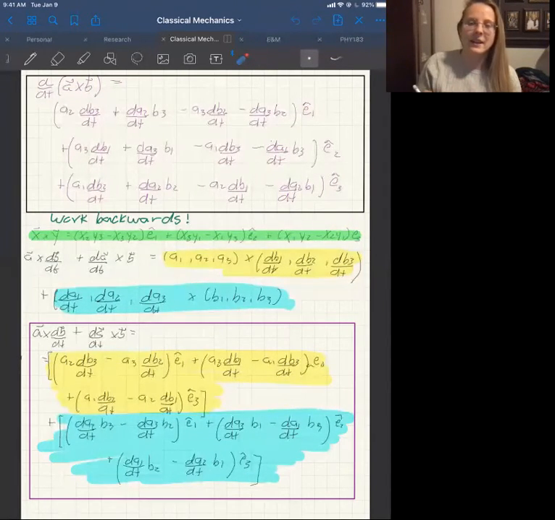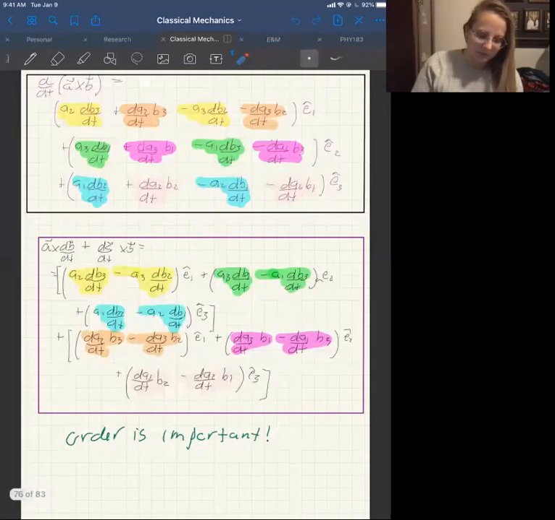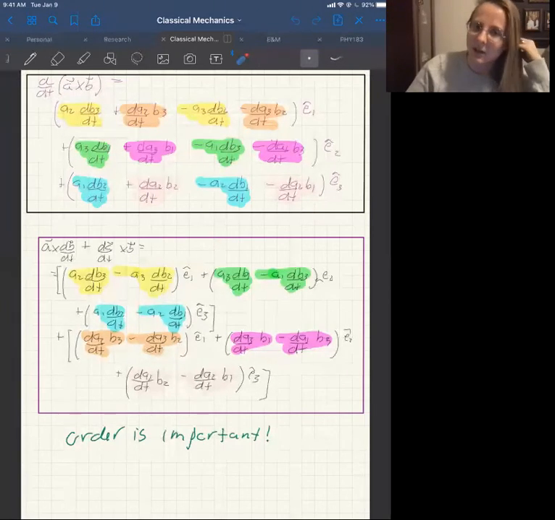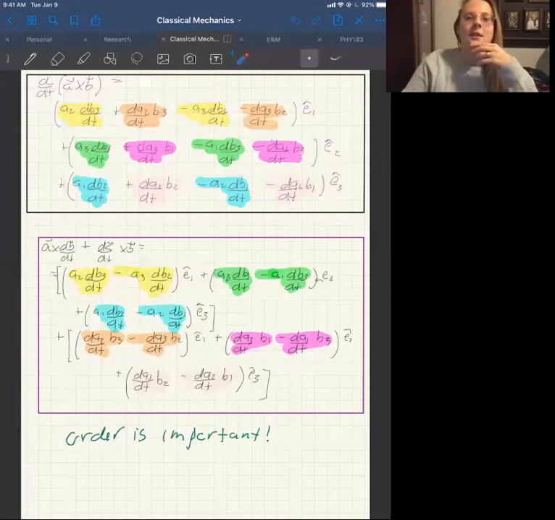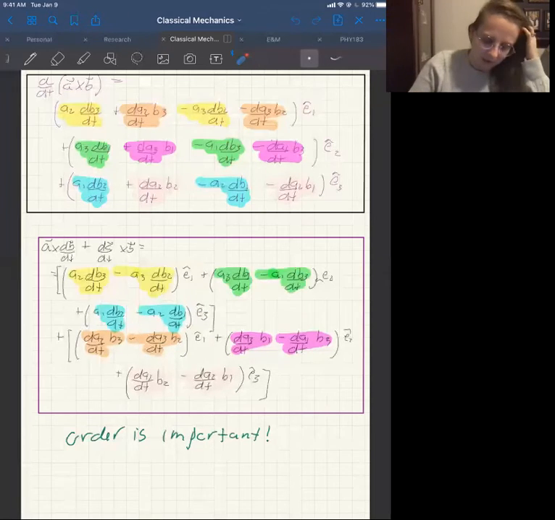And now again, I'm kind of stuck here. It's simplified, but it's still messy. So here's what I'm going to do to prove they're equal. They will be equal if all of the terms in this equation also appear in this equation in the correct order and in the correct unit vector. So I went through and did the color coding for you. For example, these two terms here in the E1 vector appear up here with the E1 hat unit vector.